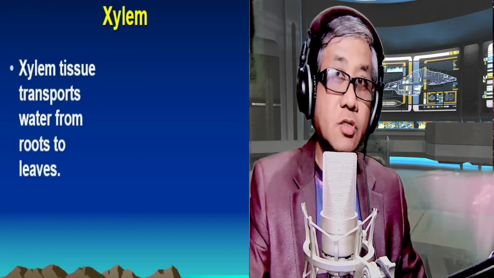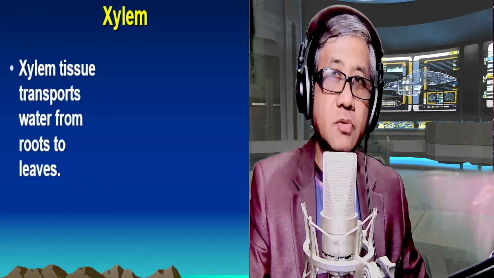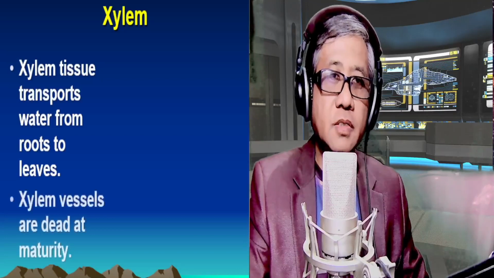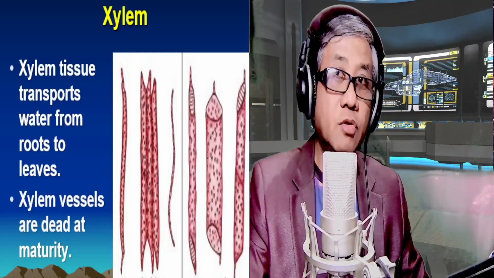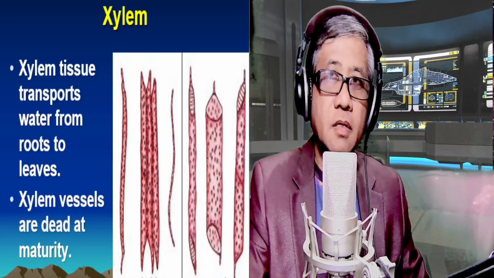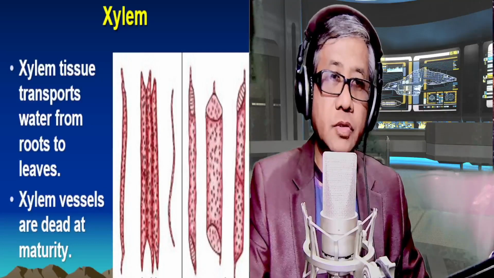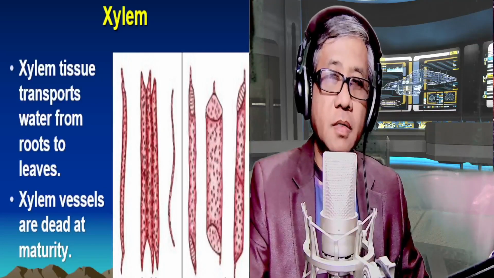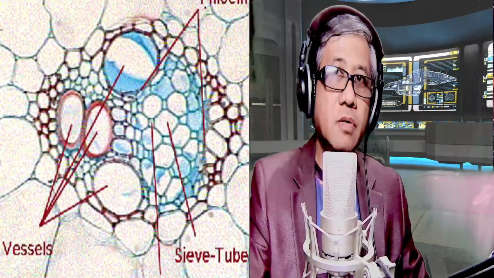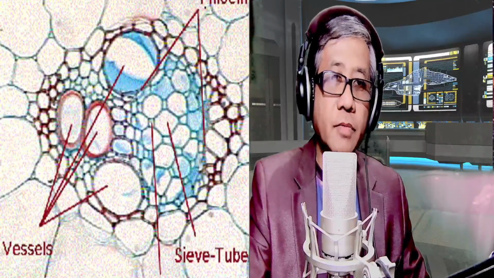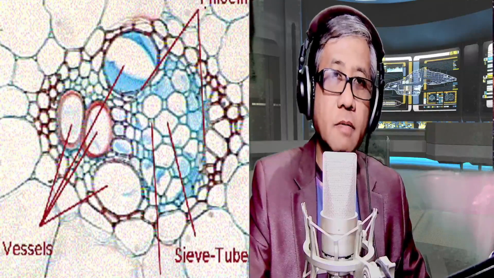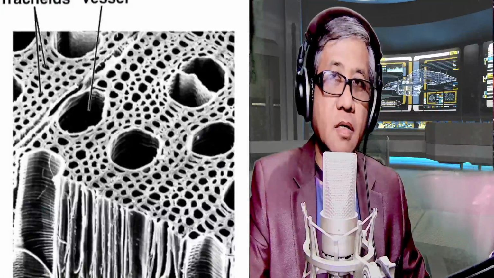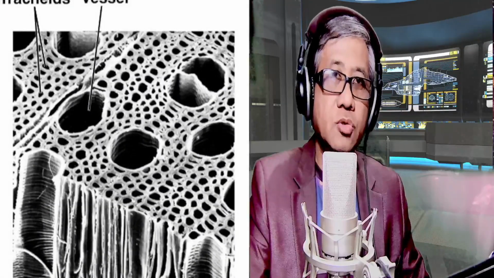Alright, so let's talk now in detail about these vascular tissues, starting with the xylem. The xylem transports water from the roots up to the stem and to the leaves of plants. These xylem vessels are like long tubes, and they are dead at maturity. Here is a photomicrograph of the xylem vessels. Again, they are like long tubes. So that's how we describe the xylem, and the tissues here are dead at maturity.